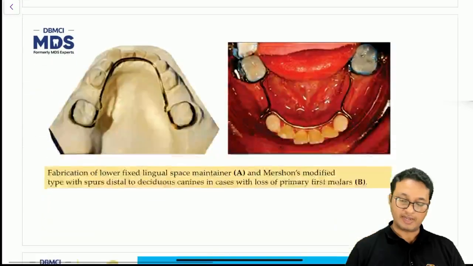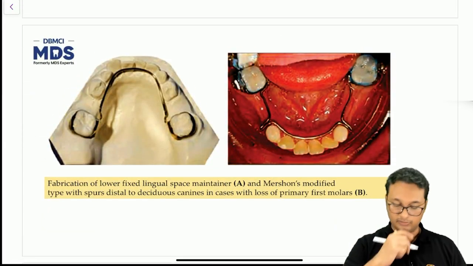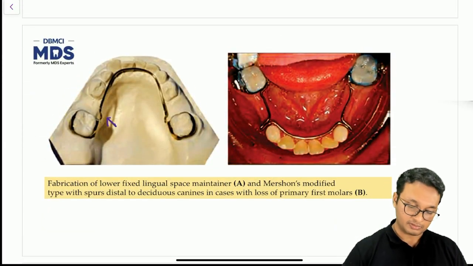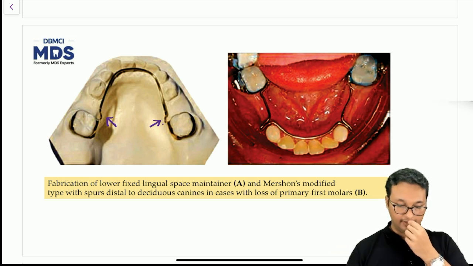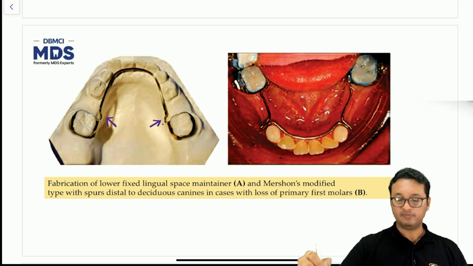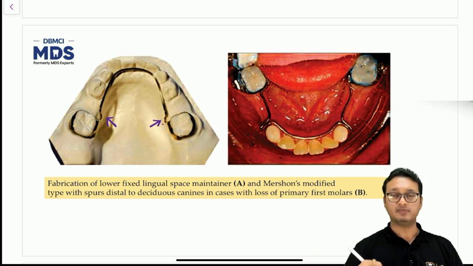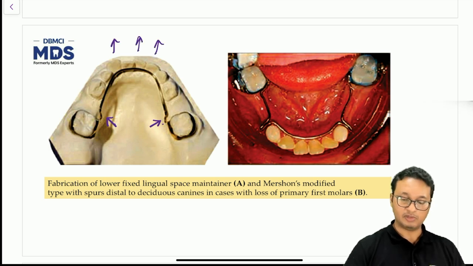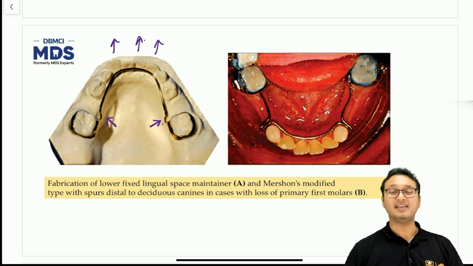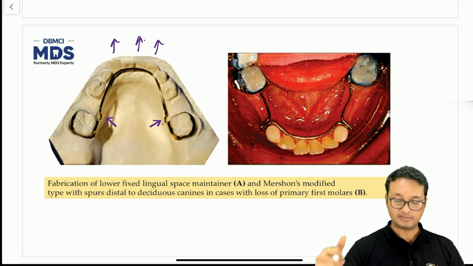We have got two types of modification in that. So we can put a small U loop here. Just by activation of the U loop, since the anterior part of the fixed lingual arch rests against the cingulum of the lower anteriors, a small activation can lead to small proclination of the lower anteriors, resulting in alleviation of the crowding. That is number one modification.